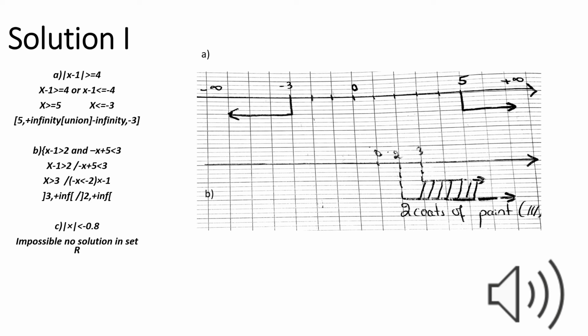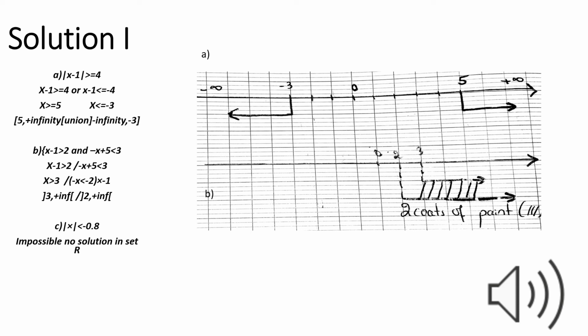So, where we have two coats of paint or two horizontal parallel lines, from minus 5 till minus 3, opened at minus 5, closed at minus 3, and also we have 0 till 3, opened at 3, closed at 0. So A intersect B equals minus 5 till minus 3, opened at minus 5, closed at minus 3, union 0 till 3, opened at 3, closed at 0.